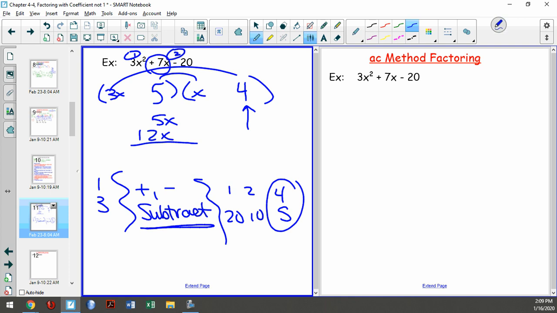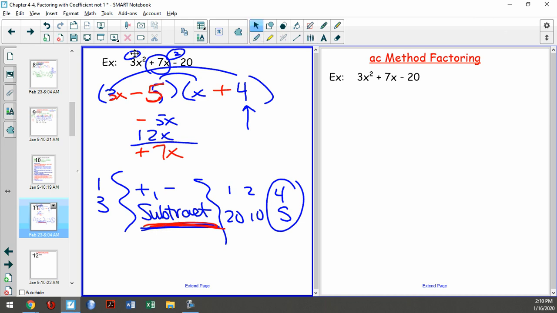I need to subtract, and I need to get a positive 7x. So in order for me to get a positive 7x, that means my 5 has to be negative and my 12 has to be positive. Does that make sense? The 5 is going to be a negative number right here. Sorry. And this is going to be a positive number there. That's a terrible 5. Okay? So we have 3x minus 5 times x plus 4.